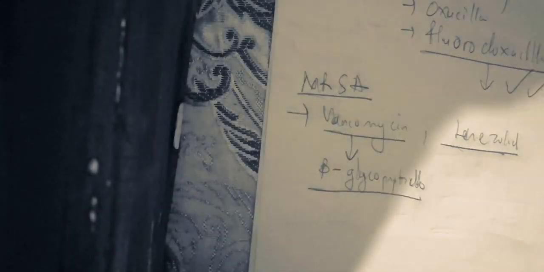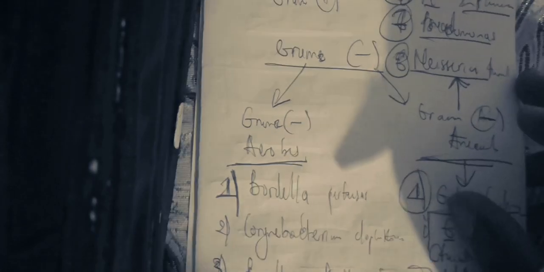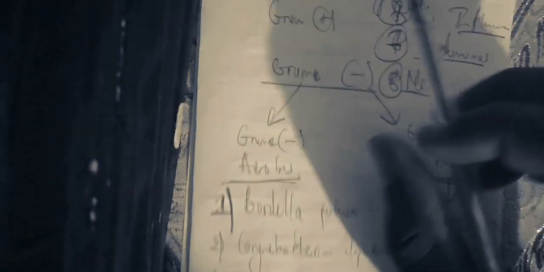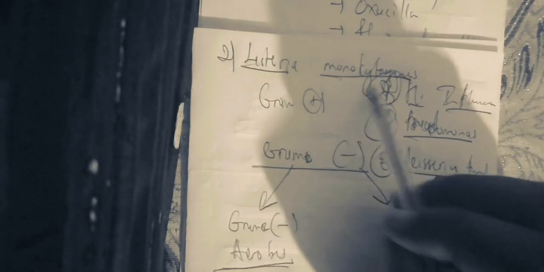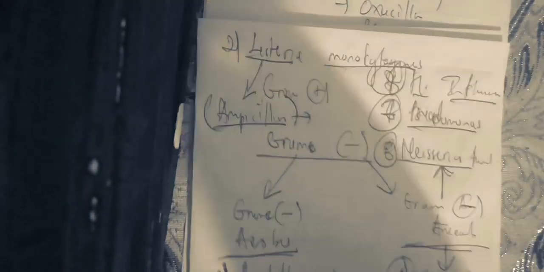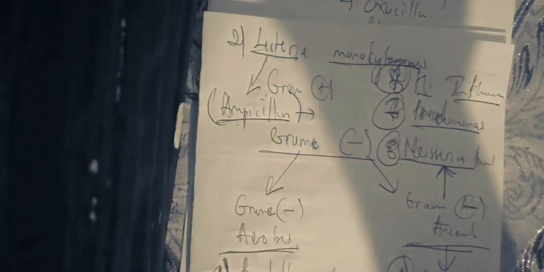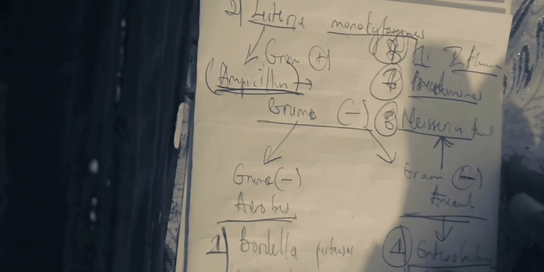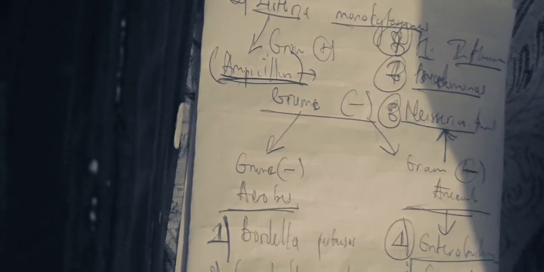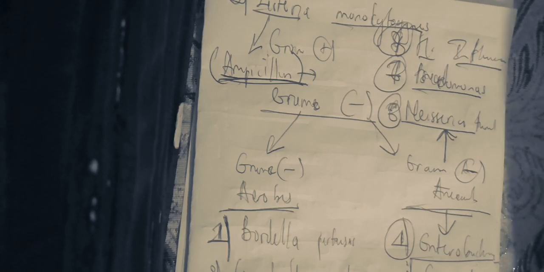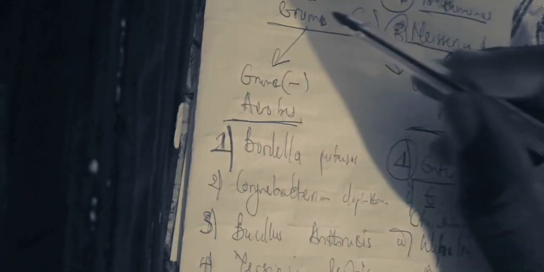Now, after visualizing that, you have to visualize the others. For Listeria monocytogenes, you need to know that the specific antibiotic to be used is ampicillin. And this is the reason why, in cases of early onset neonatal sepsis, we always place ampicillin in the management, because ampicillin is going to target Listeria monocytogenes.